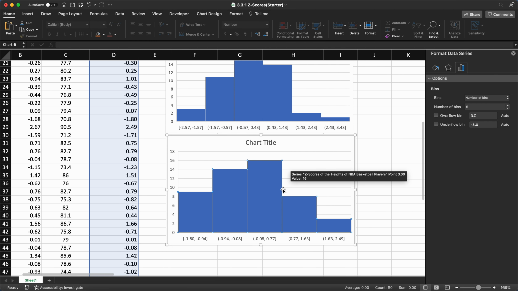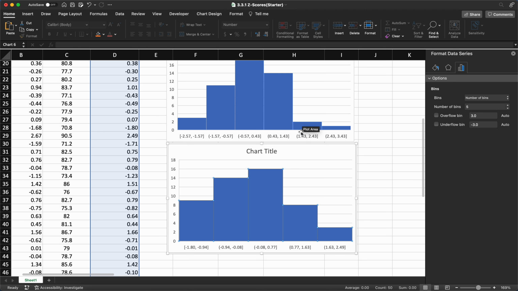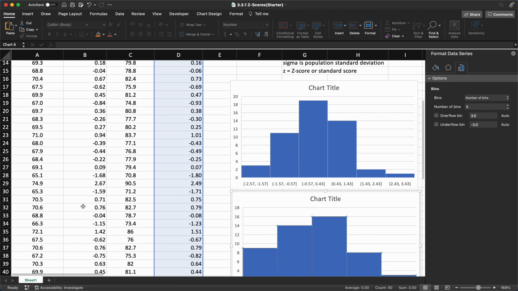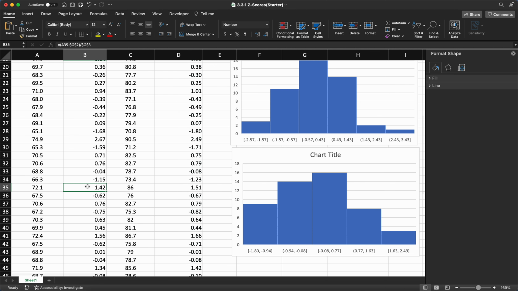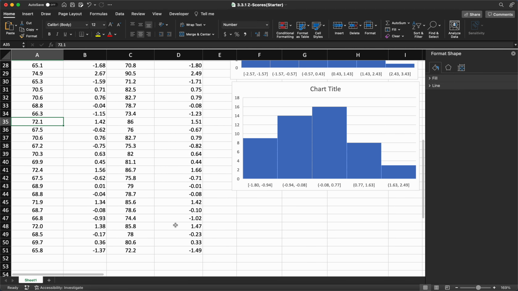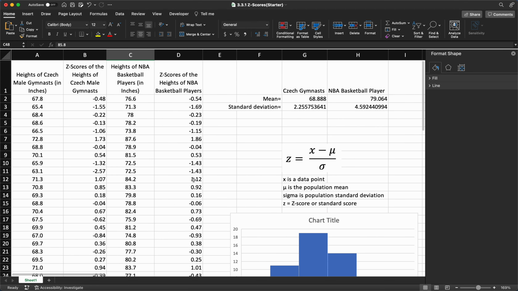So what we did was we standardized these, and now this is really apples for apples. If we have a 1.43 in this group, that would compare to a 1.43 in this group. And we could try to find here's a 1.42, and that's 72.1 inches. So a 1.42 z-score in this group is 72.1 inches, whereas a similar value, let's just go with the 1.47, would be 85.8 inches. Which brings me to our next example here.